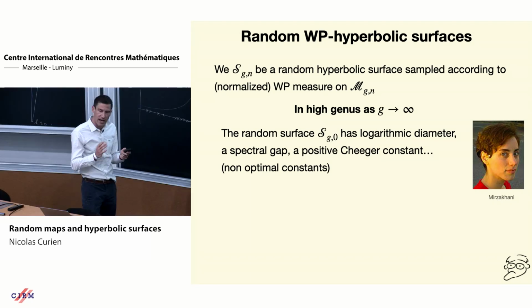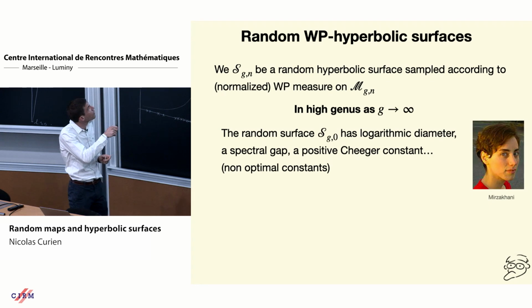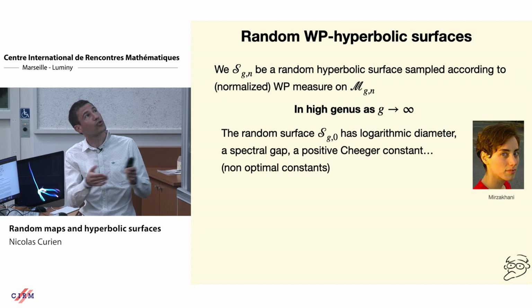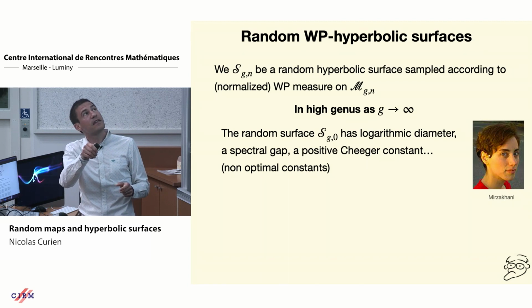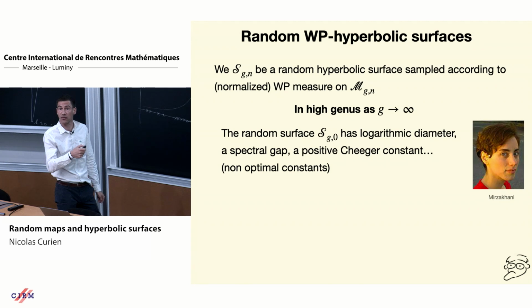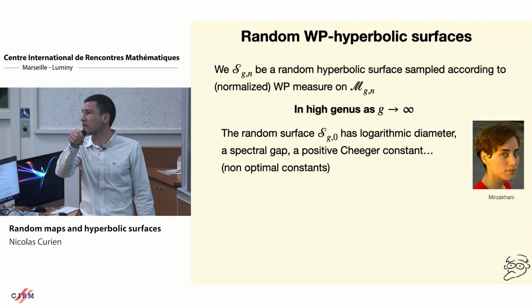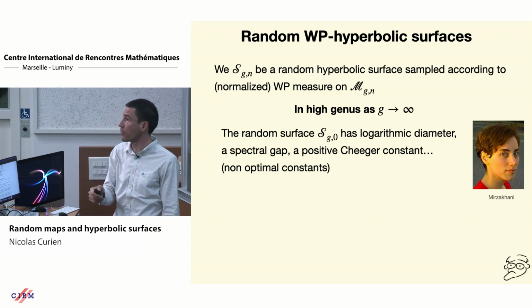So many similarities with the world of random graphs. Although the constants are not optimal, in the sense that we still don't know, for example, for the diameter, whether this S_g, if you look at its diameter and you divide by log g, whether this is random or not in the large g limit. We know it's between 1 and 40, let's say, with very high probability, but we don't know whether it concentrates or not.